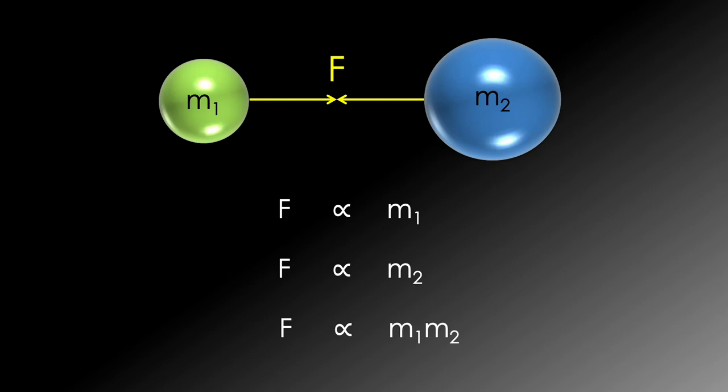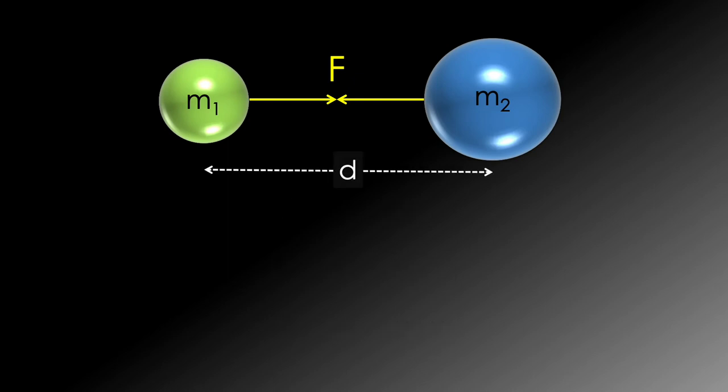If the two masses are separated by a distance d, then this force is inversely proportional to the square of the distance between the two masses. Remember, the distance is measured from the center of one mass to the center of another mass. Now, this relationship, F is inversely proportional to the square of the distance between the two masses, is also called the inverse square law. The inverse square law holds true for other non-contact forces as well, such as the force of magnetism and even the electrostatic force.